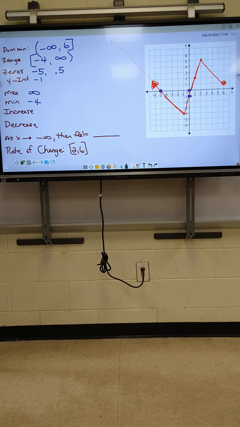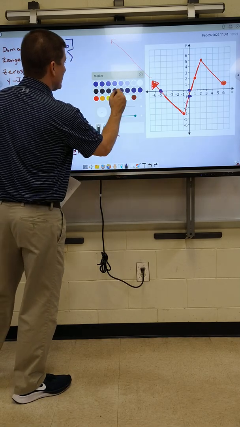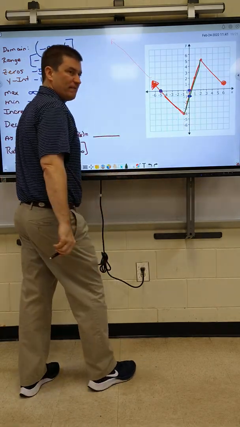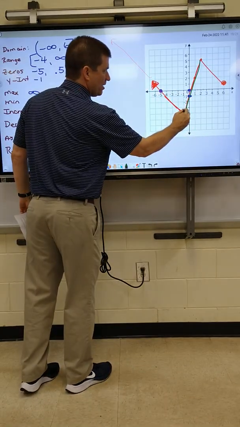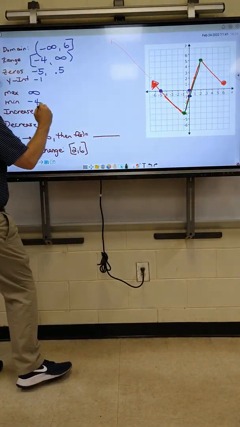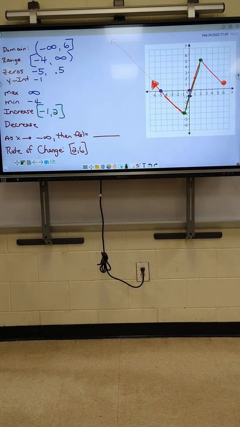All right, so increase. Up 9, right 3. It is only increasing from here to there. This point right here is on negative 1. This point right here is on 2. So we say negative 1 to 2. Anybody have a question about that?